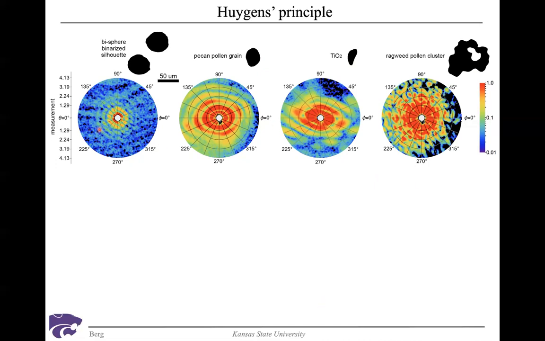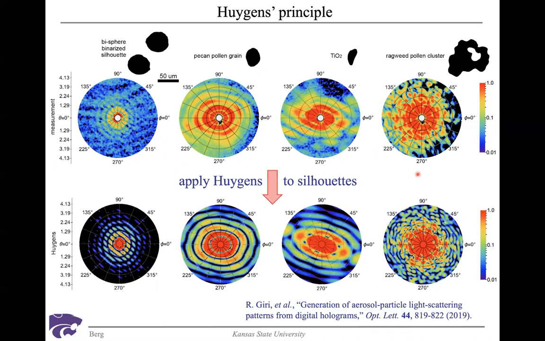All of these are free-flowing aerosol particles. And then now, forgetting that we had the light scattering pattern measured, we take just these silhouettes and drop them into the Fresnel-Kirchhoff diffraction integral, basically apply Huygens principle. And now we can come up with a simulated or approximated forward scattering pattern from these silhouettes only.